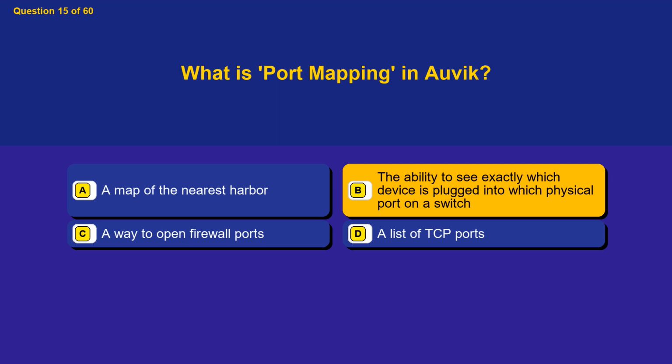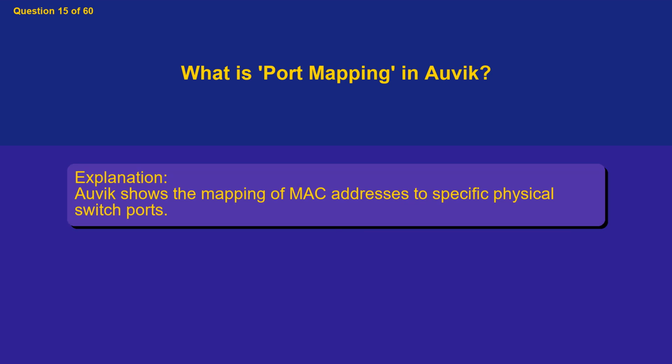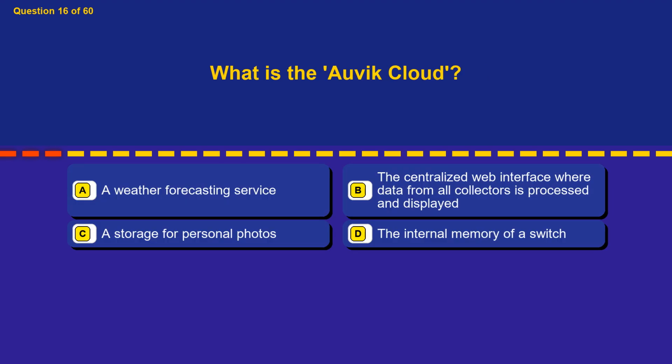The correct answer is option B. The ability to see exactly which device is plugged into which physical port on a switch. Auvik shows the mapping of MAC addresses to specific physical switch ports. Question 16. What is the Auvik Cloud?